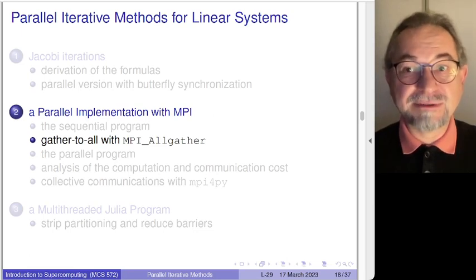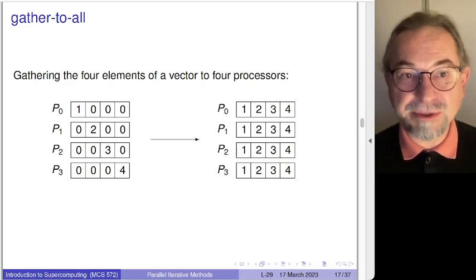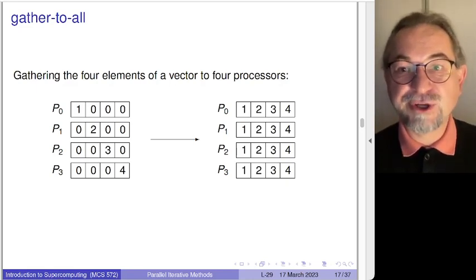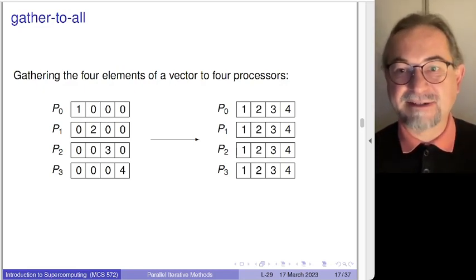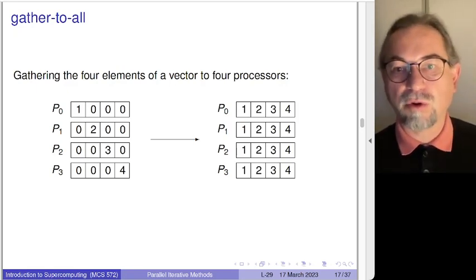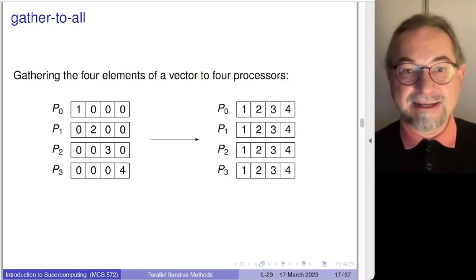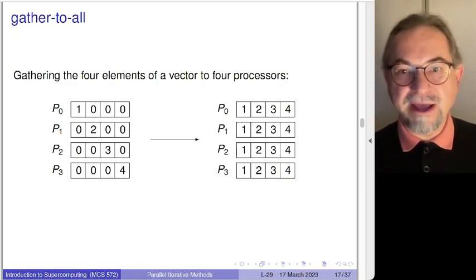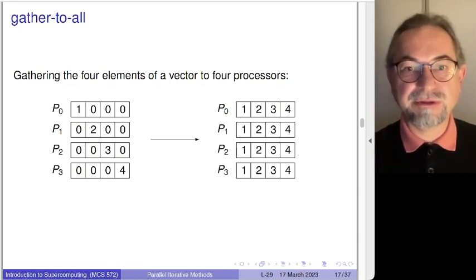How to make this run in parallel? So here is where MPI is helping us. There is the construct gather to all. We've seen the scattering of data from the root, from processor 0 to all other nodes, and also the gather, where every processor sends their result to the root node.